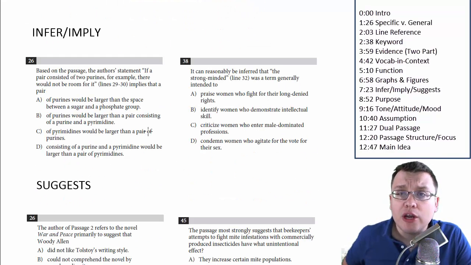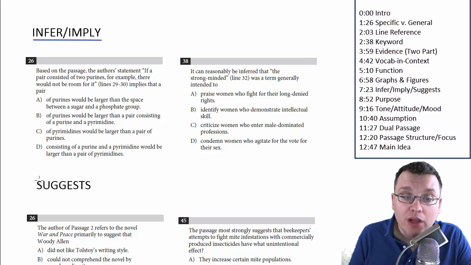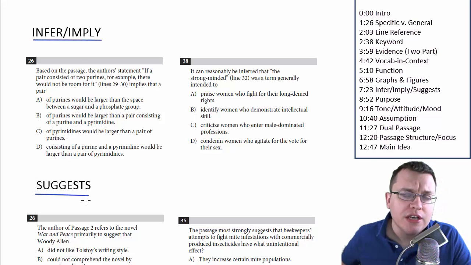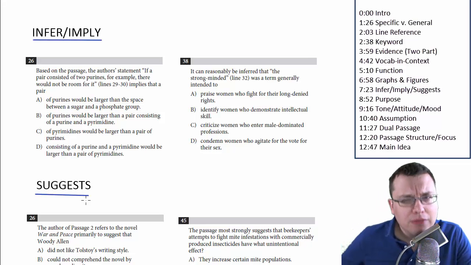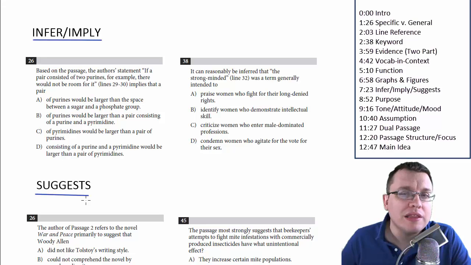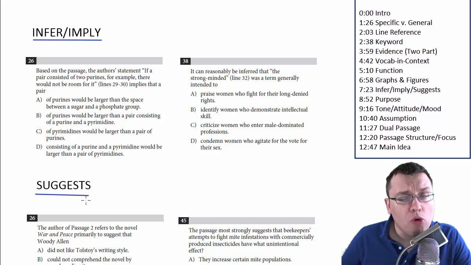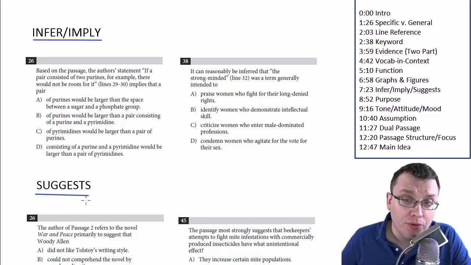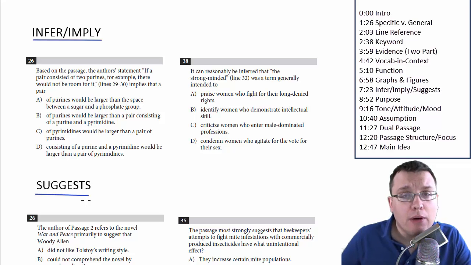Most of the time when you're doing questions on the SAT, you simply have to more or less paraphrase what was said in the passage and find the choice that best matches it. In infer and imply, and also in suggests questions, you have to do this a little bit. You have to be able to paraphrase the passage, but in these questions, you have to read a little bit between the lines. Now, we're going to talk more about these in detail, both when we go through the passages and in a special video on these.